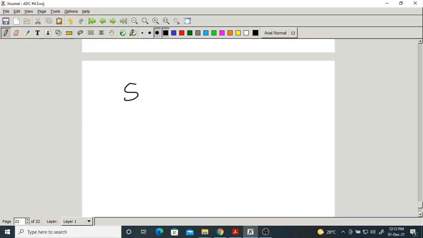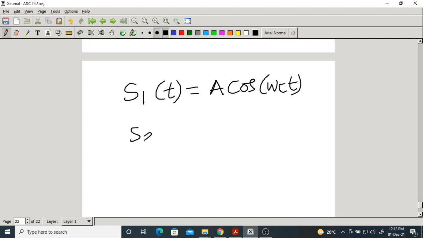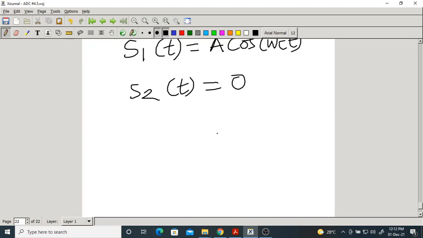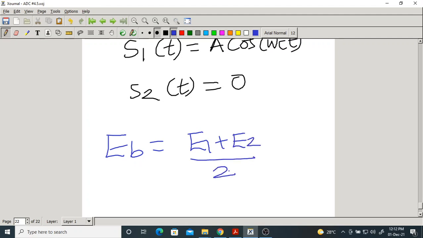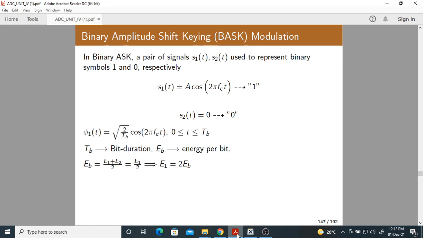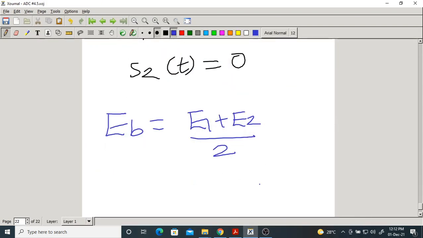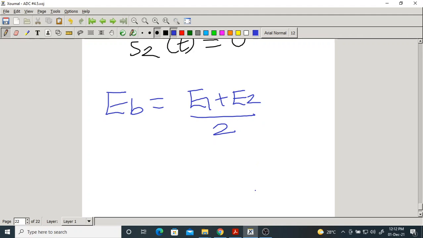In case of BASK, S1 of t is some waveform, A cos omega c t. But S2 of t is nothing, it is just 0. Now we know that the energy per bit EB is (E1 plus E2) by 2. I told you already. But in case of BPSK, BFSK, E1 was equal to E2. That's why when E1 is equal to E2, EB is equal to either E1 or E2.